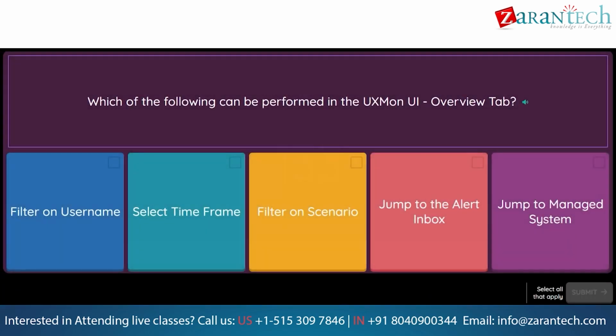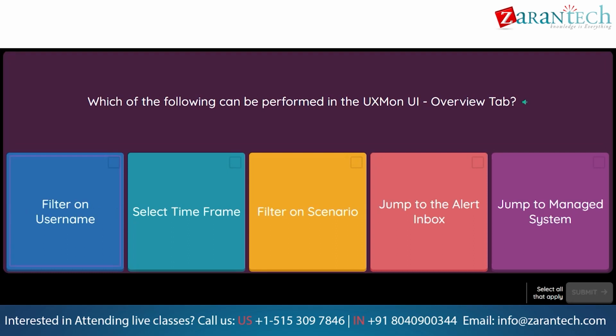Question: which of the following can be performed in the UXMon UI Overview tab? Option 1: filter on username. Option 2: select time frame.